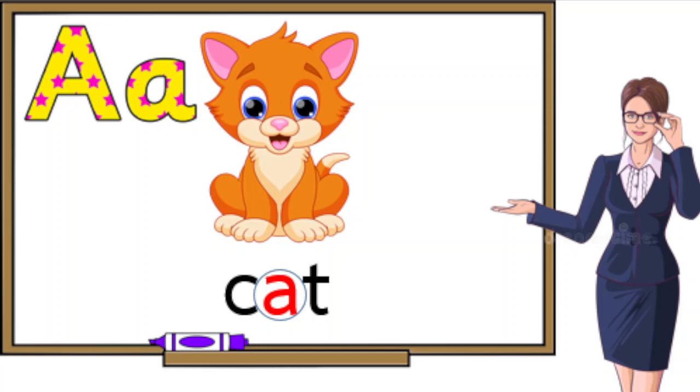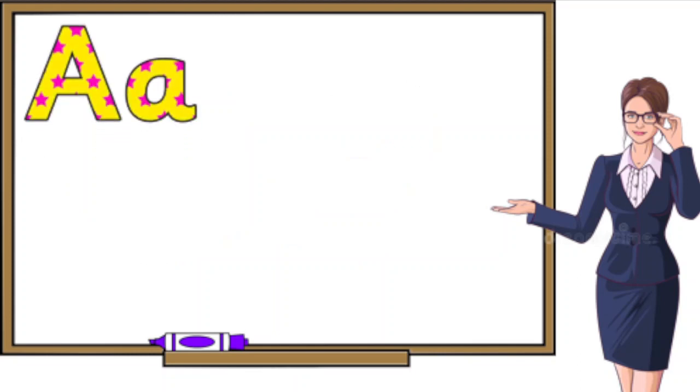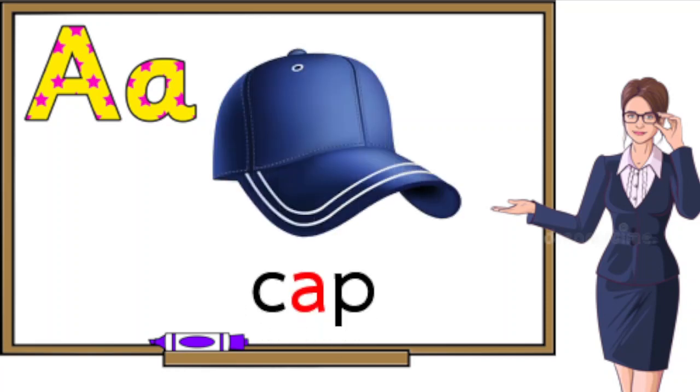Okay, so let's go to picture number 3. What is it? It's a cap. Okay, so we say the short a vowel sound. A. Cap. A. Cap. The a sound is in the middle of the word cap. Now, let's read again. A cap. A cap. Very good. This is your cap. Okay, so I like cap.